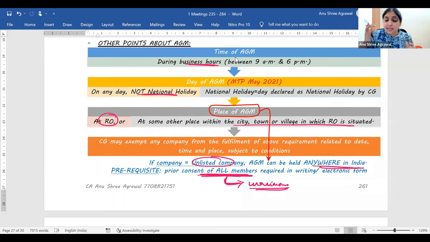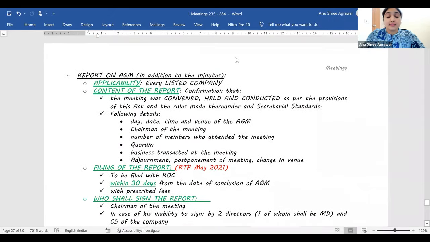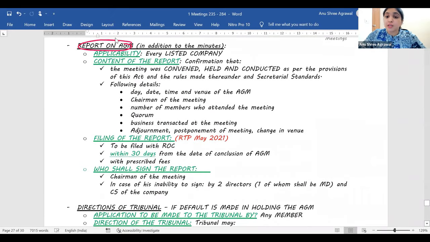Okay, so where should the AGM be held? At the registered office or any other place but same city, town or village where registered office is situated. Or if it's an unlisted company, it can be held anywhere else in any other city also but in India. Alright guys, then we have to prepare an AGM report. AGM report concept applicable only for listed companies. A report saying that yes, meeting has been held according to the rules and regulations of the Companies Act.